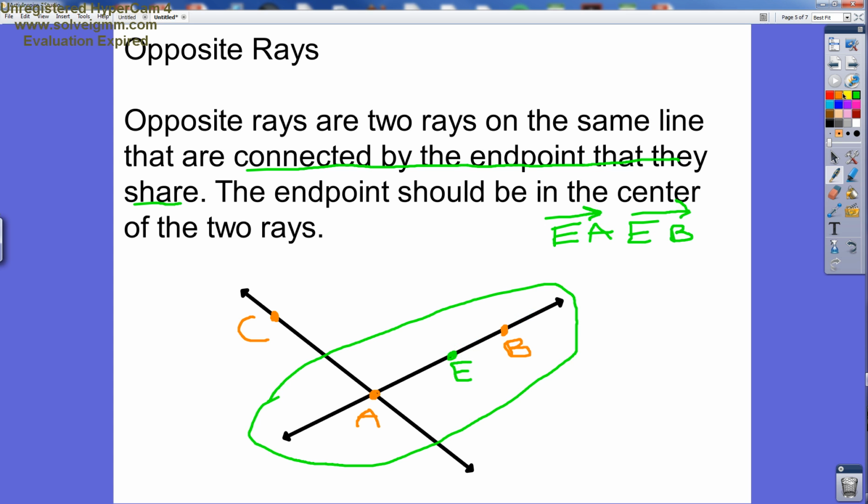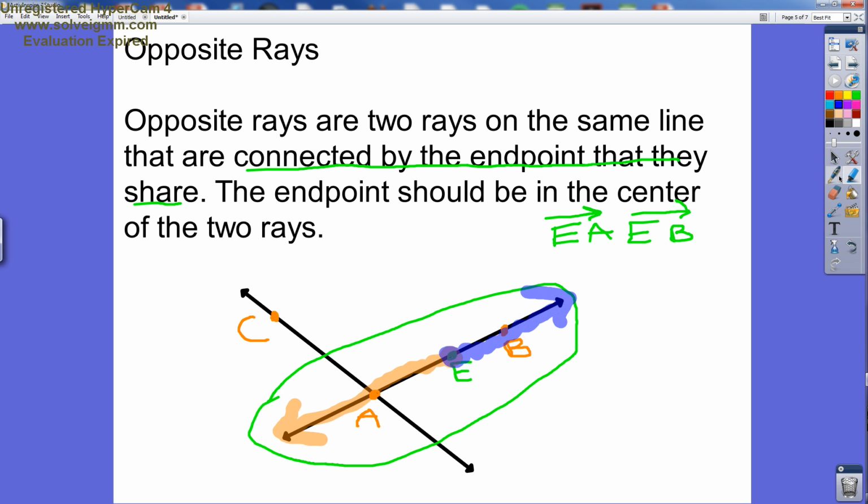So if we look here, I'll draw. The highlighter here. There we go. Here we have ray EA going like that. And then we have ray EB going like that. And this is how you know that they're opposite rays.